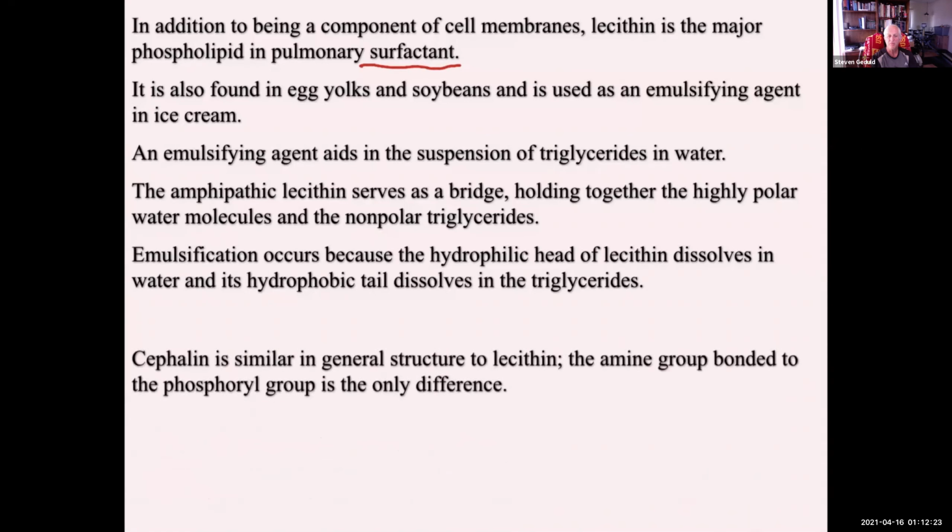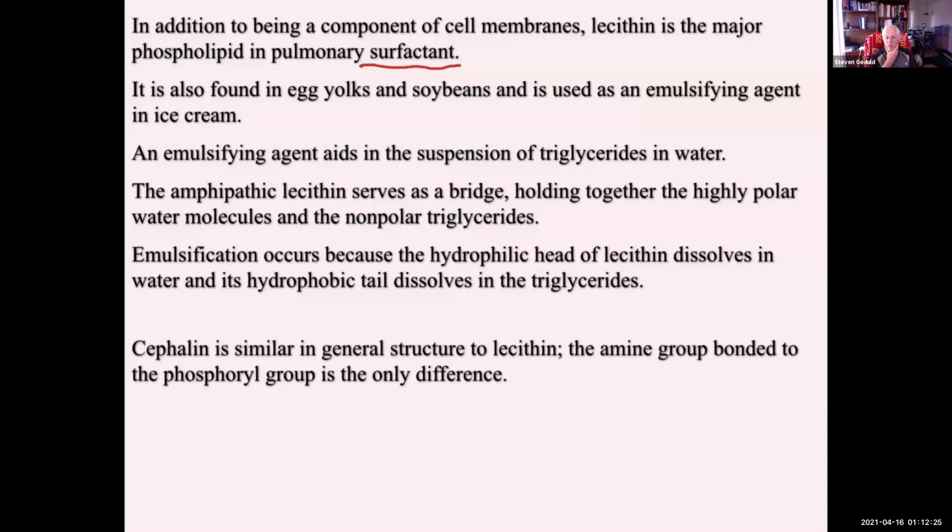Okay. Cephalin is similar in general structure to lecithin. The amine group bonded to the phosphorus group is the only difference. So it just depends how the nitrogen group bonds to it.